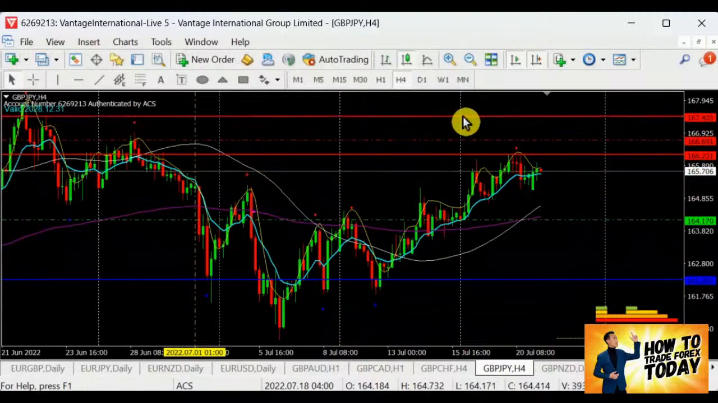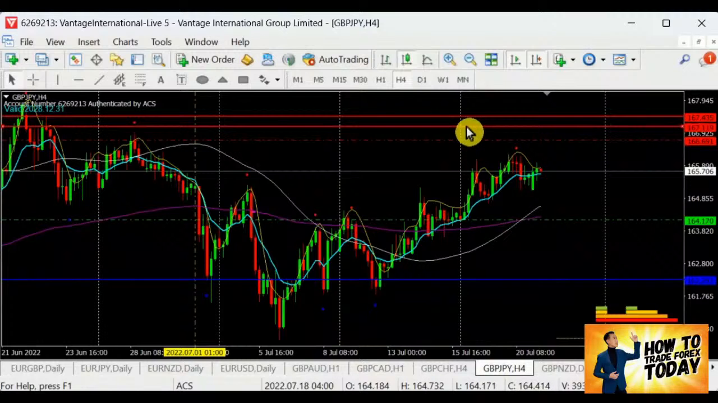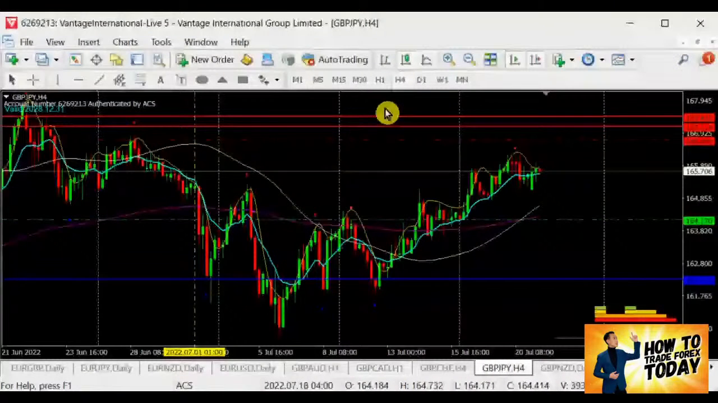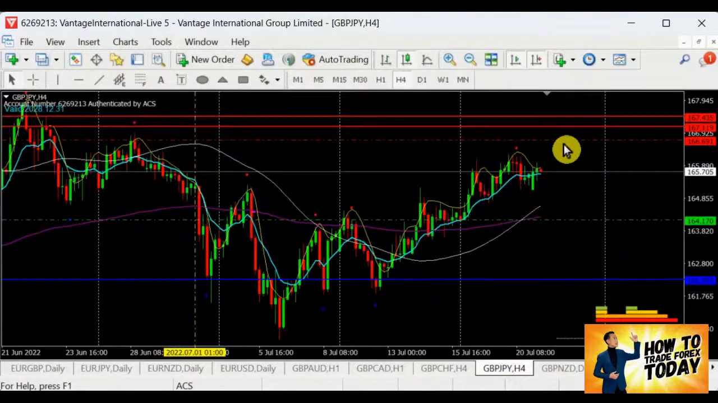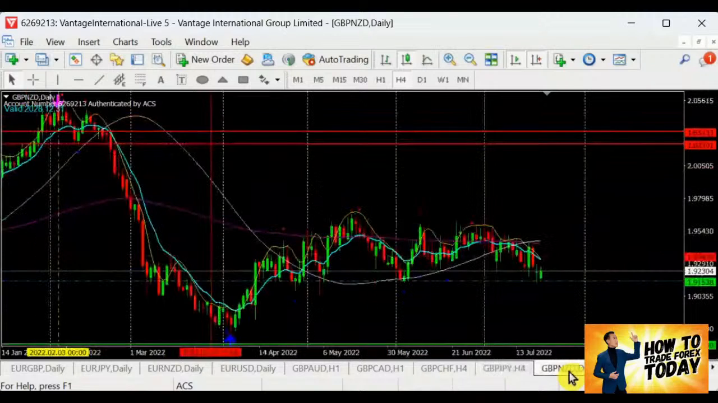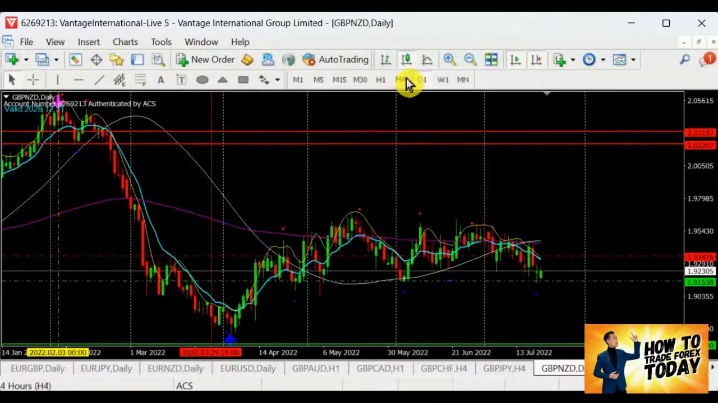Then I will consider selling over here. Let's take a look at this point here. This is my target. Then it should continue the buy to test the resistance. Then I will take into consideration to sell. Okay, next to go, pound kiwi.